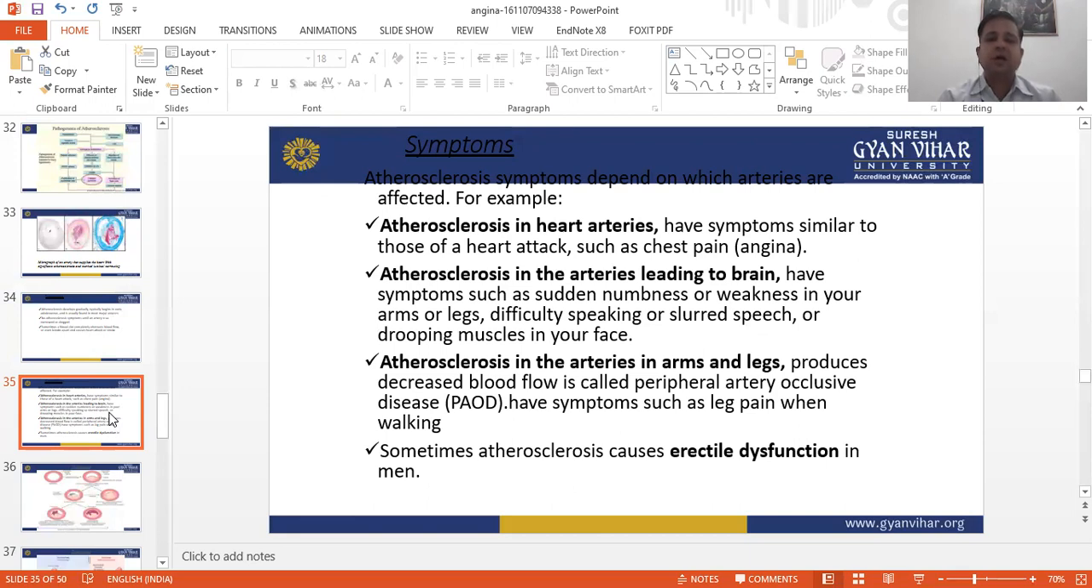Atherosclerosis in the arteries in arms and legs produces decreased blood flow, called peripheral artery occlusive disease. It has symptoms such as leg pain when walking. Sometimes atherosclerosis causes erectile dysfunction in men.